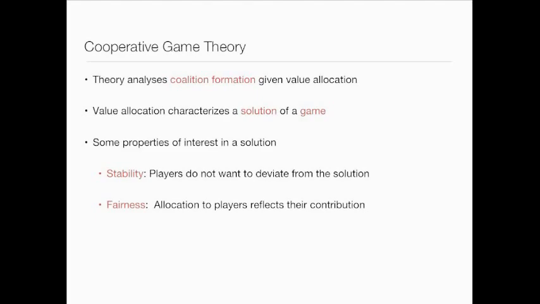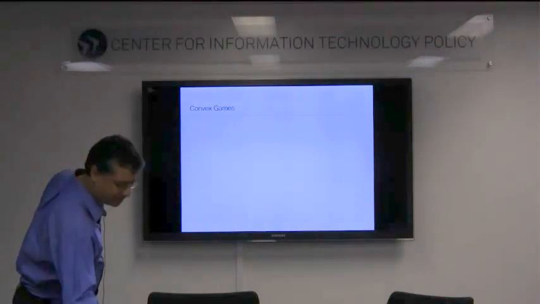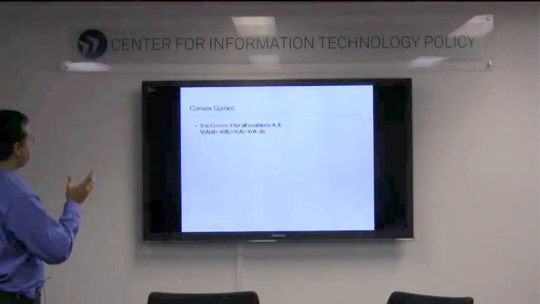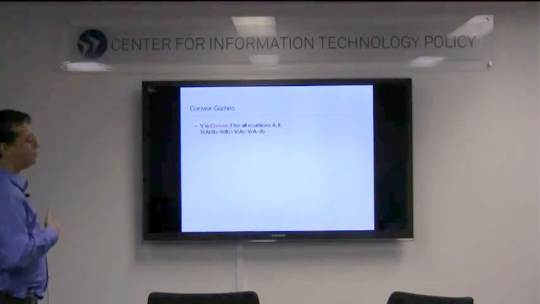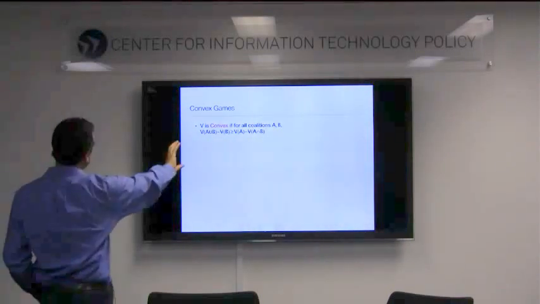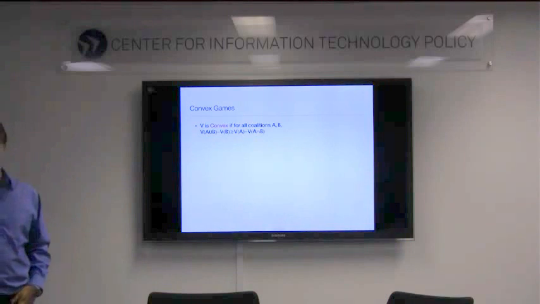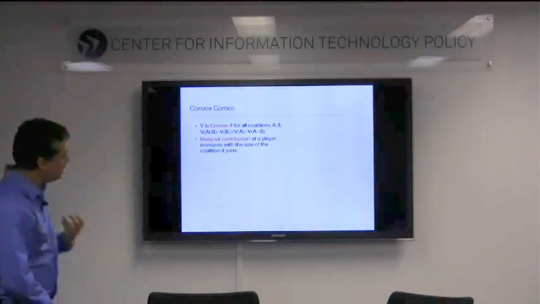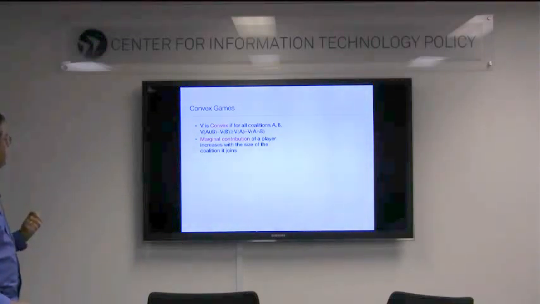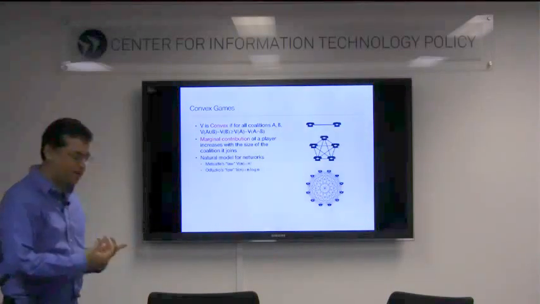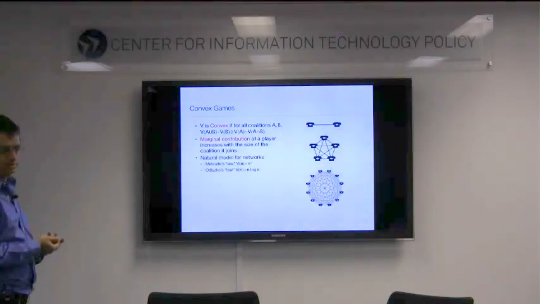Now, a special kind of cooperative game is a convex game. The mathematical definition of convexity is given in terms of this equation for all coalitions A and B. Literally the translation of this equation is that the whole is greater than the sum of the parts. So it also says the marginal contribution of a player increases with the size of the coalition it joins. Now, why is it relevant? It's a very natural model for networks.